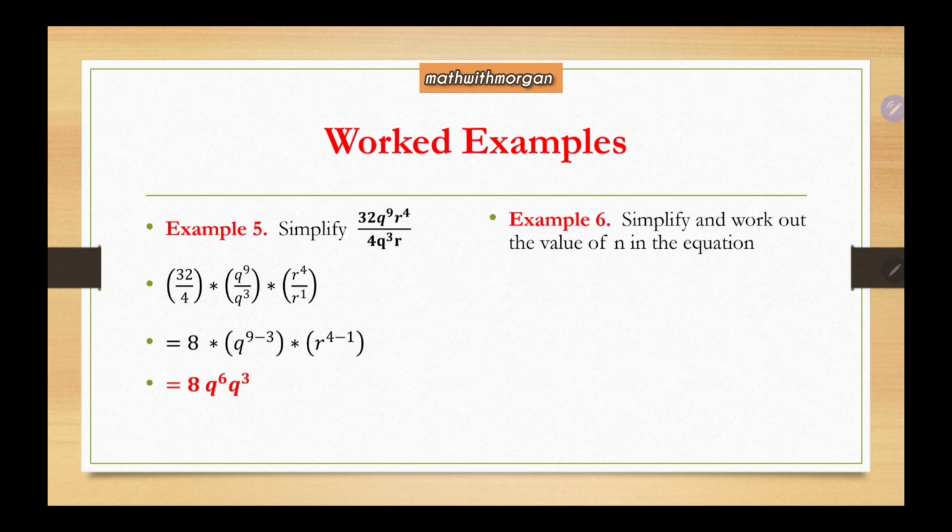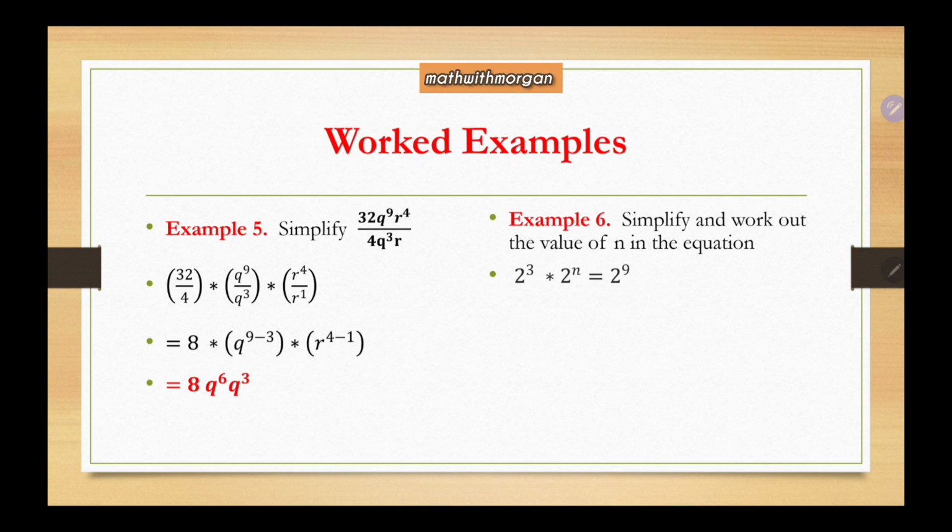Simplify and work out the value of n in the equation. Okay, here's the equation. So what do we notice first? All of the numbers have the same base, which is 2, 2, and 2. On the right-hand side, we have 2 to the power of 9.